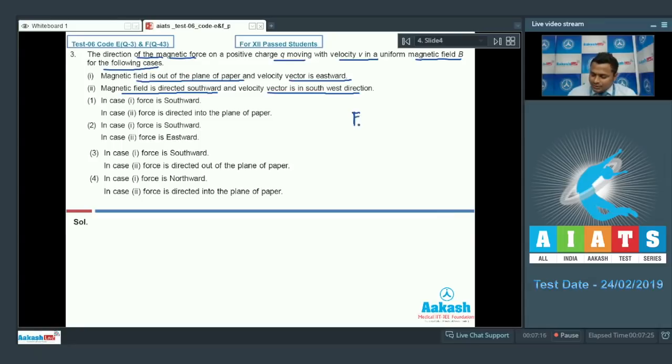First of all, the magnetic force direction may be given by Q vector V cross vector B, where V is the velocity vector and B is the magnetic field. So the direction of V cross B will be the direction of force. So in case number 1, first of all, in the paper we proceed with the directions as east, west, south and north.